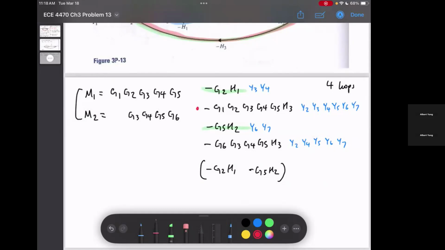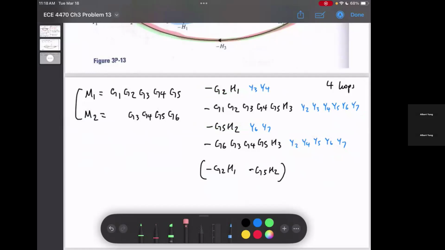This one has y6 and y7, which matches these two, so there are no non-touching pairs. Then if we do this one, it's y6 and y7. It matches with these two, so they're also not non-touching. So in this case, we would only have one pair of non-touching loops.